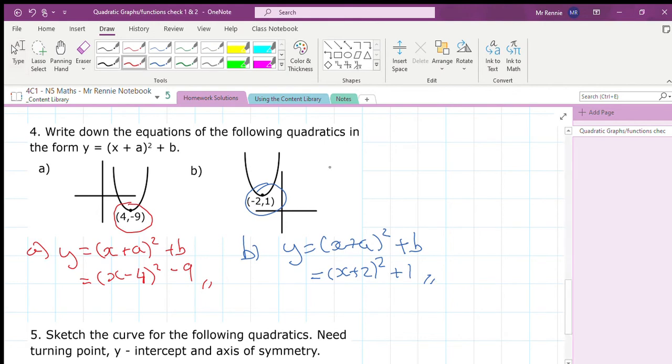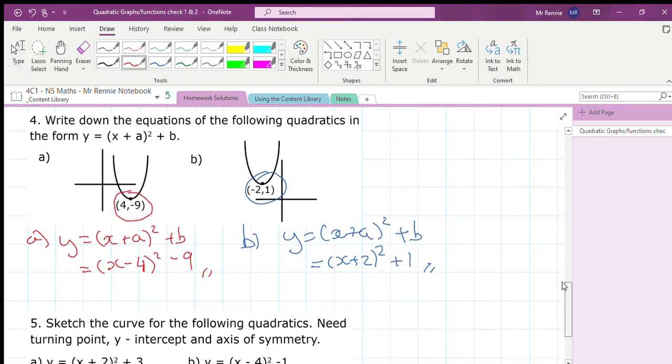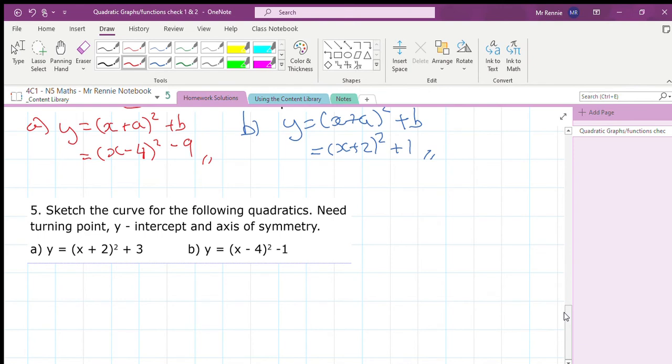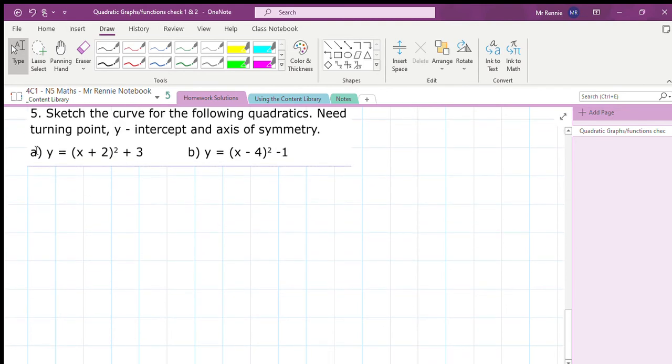We'll then look at the last one. So question 5. I am now going to sketch the curve for the following quadratics, and we're going to need the turning point, y-intercept, and the axis of symmetry. So that's what we are looking for here. So I first of all need to work out this turning point. I'm going to do that just now. I'll give myself more space here. So the turning point.